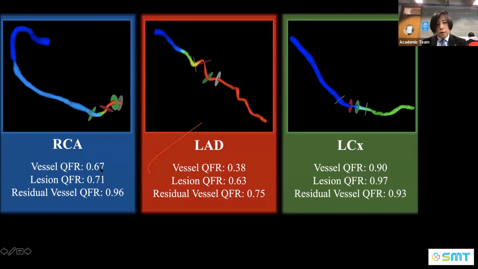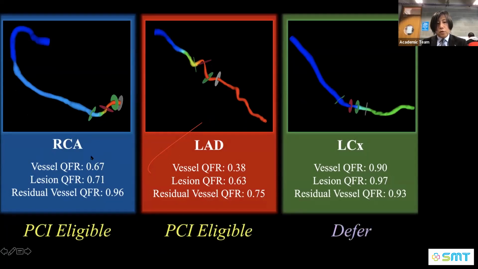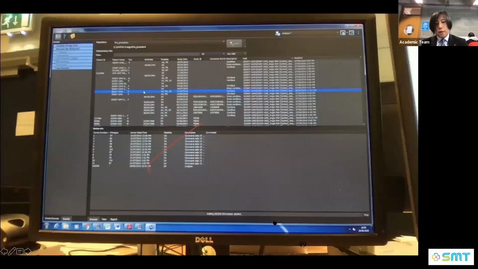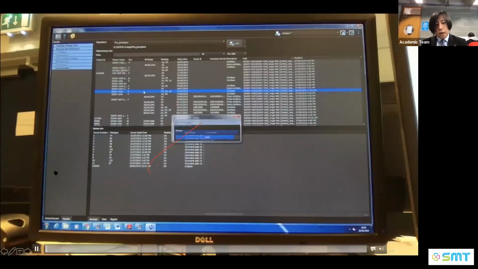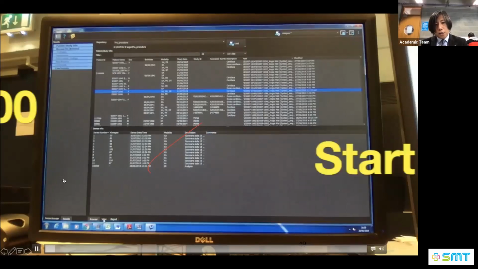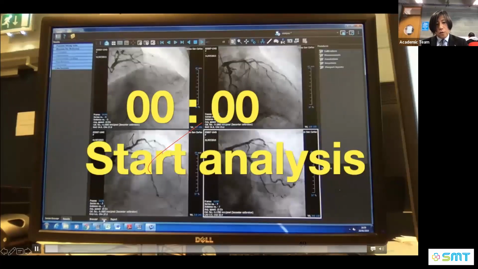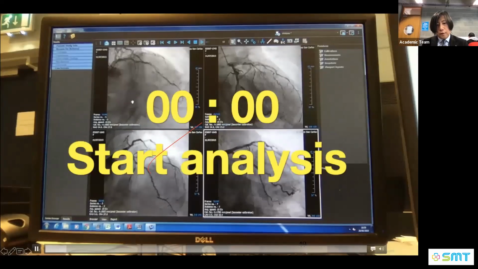The right has a significant drop in QFR, 0.67, and the LAD 0.38. The circumflex was 0.90, so it's not significant. So potentially you can defer the circumflex lesion, but we need to treat the LAD and the right coronary artery. This is how we do that offline in the setting of the core lab. So we start the analysis of the three vessels.